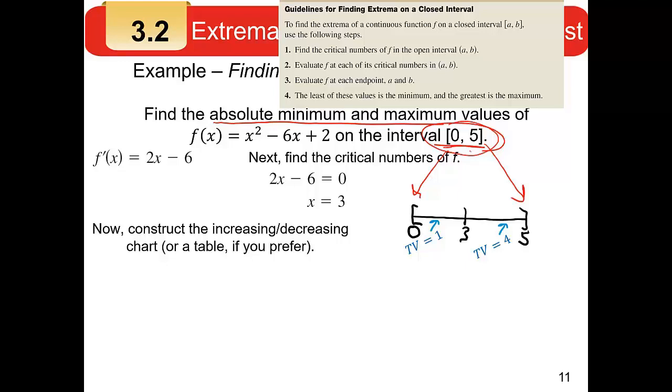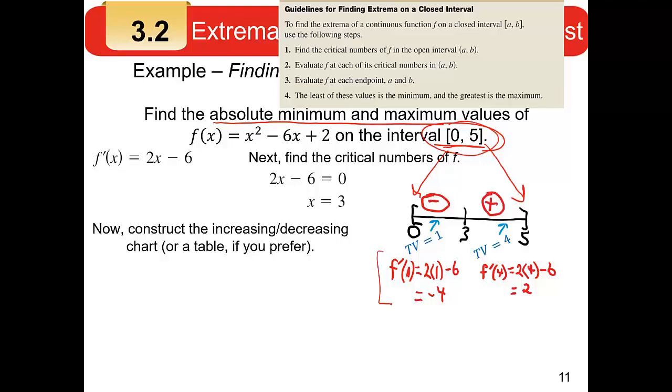So I chose 1 as being my value between 0 and 3, and I chose 4 as being my value between 3 and 5. And remember, you're testing them in the derivative. The derivative tells you whether the function is increasing or decreasing. If you plug 1 into the derivative, you get -4. Again, you don't care about it being -4, you just care that it's negative. And then if you plug the other test value in, you get 2. Again, you don't care really that it's 2, you just care that it's positive.